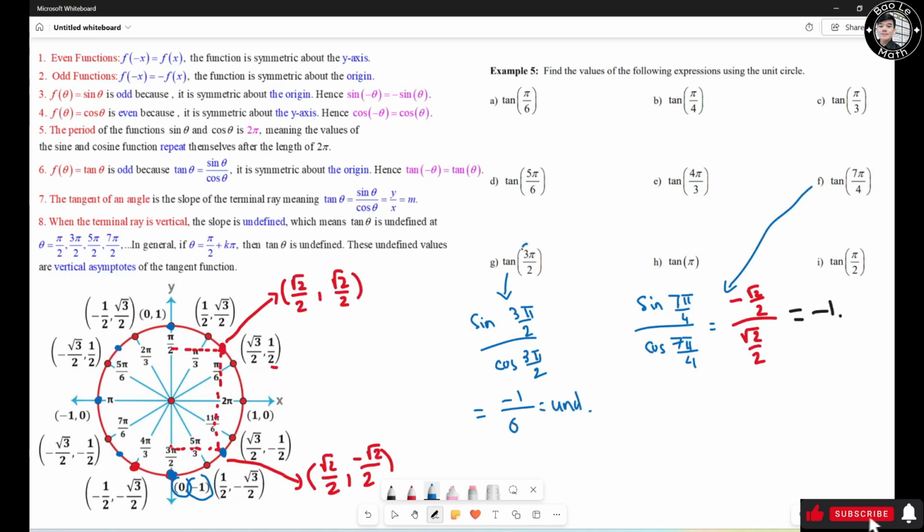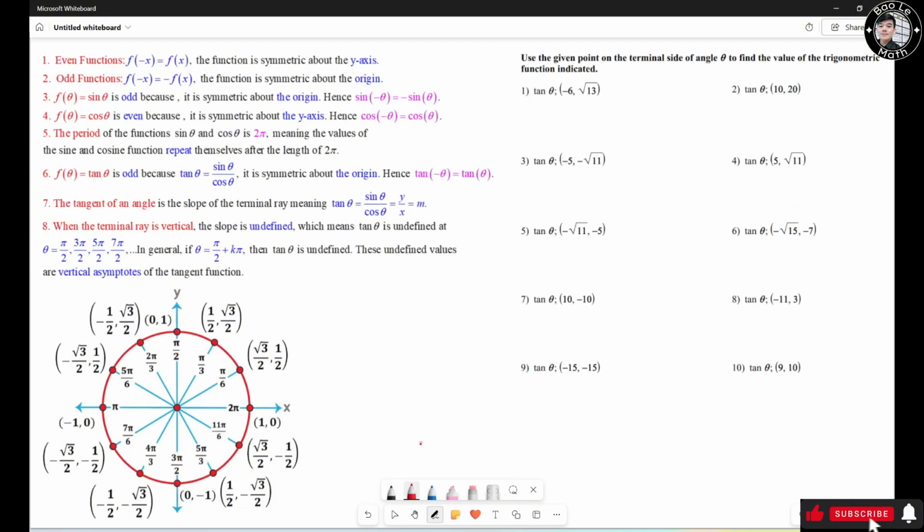And keep in mind, 3 pi over 2 is one of the vertical asymptotes of the tangent function, right? It's going to be right here, which you will learn in the next lesson, right? Now tangent of pi over 2 is going to be similar to tangent of 3 pi over 2. It's still undefined, right? Now I'm going to leave the rest for you to practice. Now let's move on to the next example.